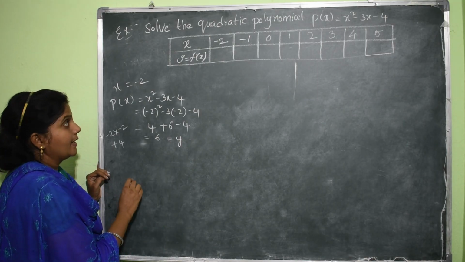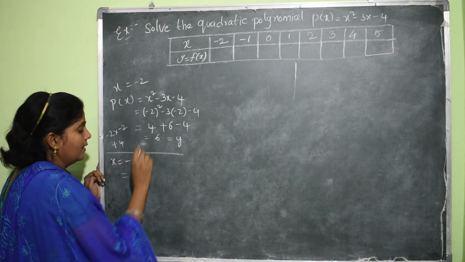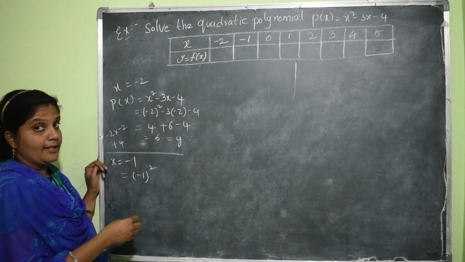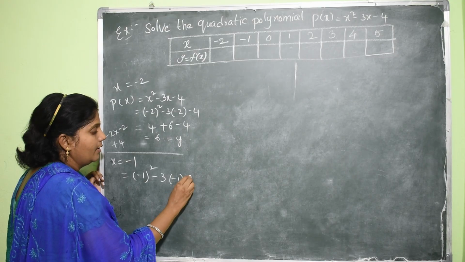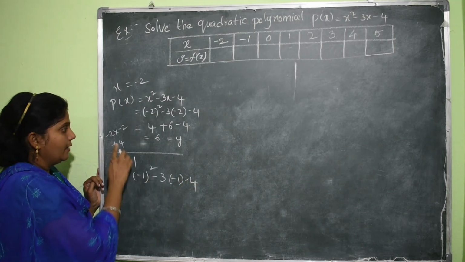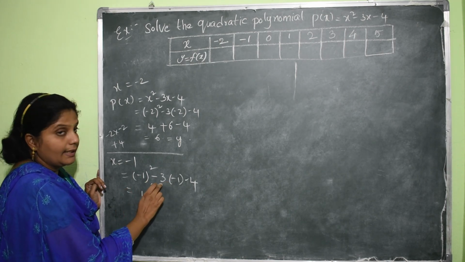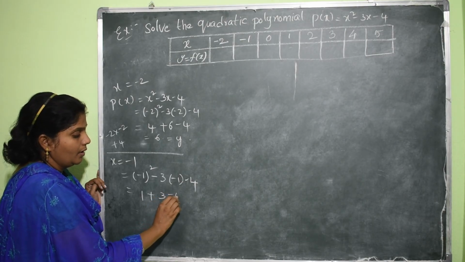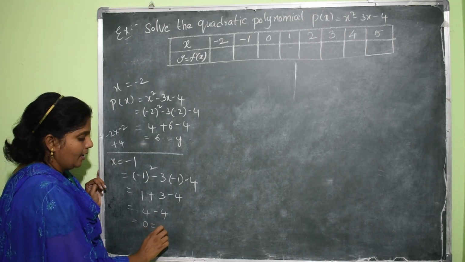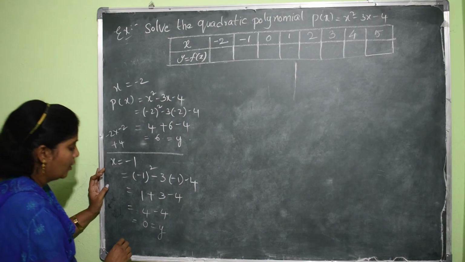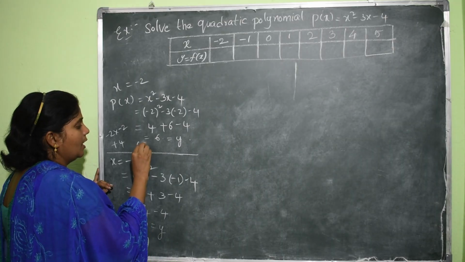So next we are taking x value as minus 1. Again in this equation, in the place of x I am keeping minus 1 value. So minus 1 whole square minus 3 into minus 1 minus 4. Minus into minus plus 1 into 1, 1. Minus into minus plus 3 into 1, 3, plus minus 4. So 1 plus 3 how much? 4. 4 minus 4 is 0. So for x is equal to minus 1 we got the value as 0. So minus 1 comma 0. Here it is minus 2 comma 6.